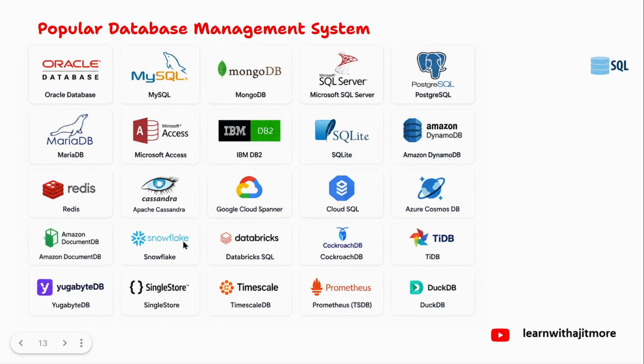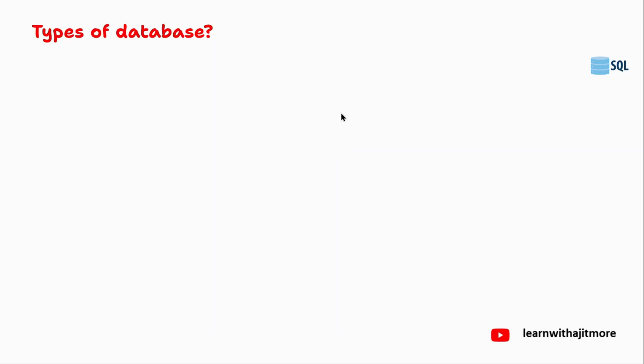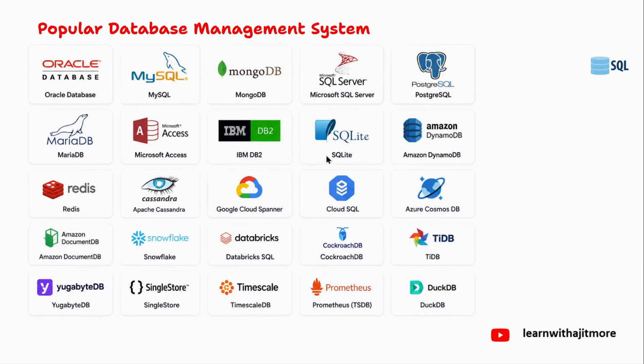Now this Snowflake and all is also becoming very famous. Even Databricks and all, for analytics, people are using. A few I have not listed, like Firebase and all. Firebase is also a cloud-based NoSQL database. Okay, so a few I've listed, you can just go through it. SQLite and all is a very common database management system related to phone applications, you can make use of it. Okay.